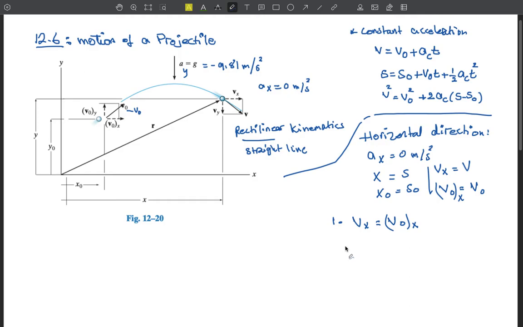This is equation 1. Equation 2: S, we said we could substitute by X. So this is X. The final X position equals the initial X position.